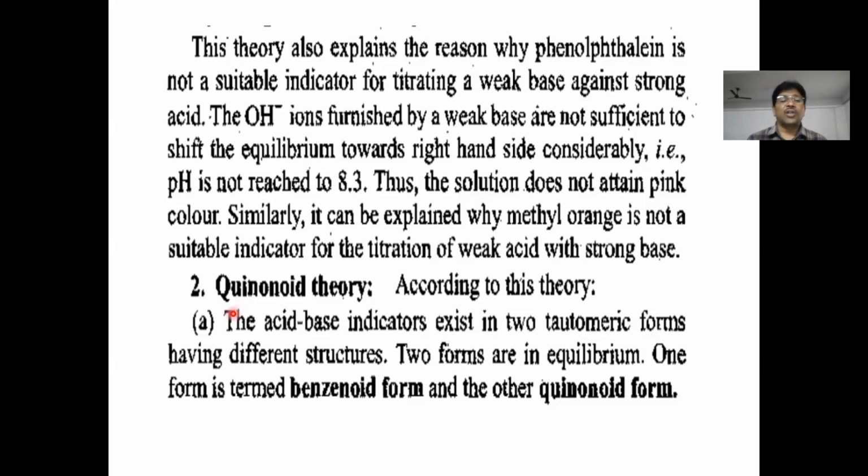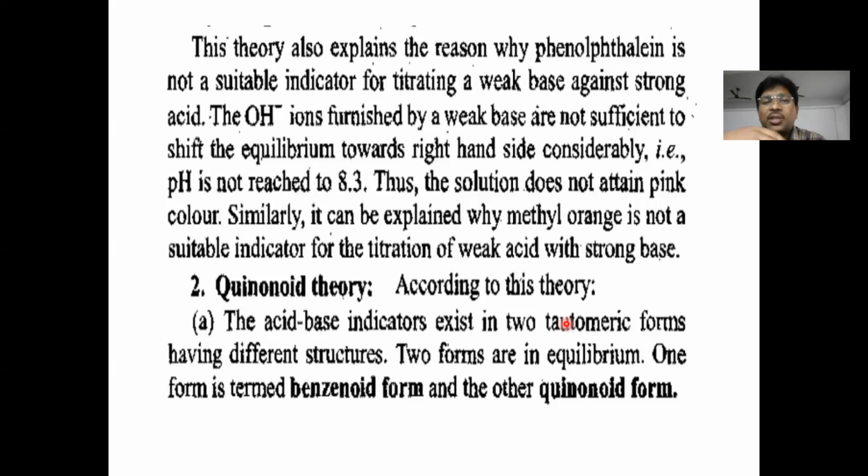And the second theory is what now? Acid-base indicator theory, the quinonoid theory. According to this theory, the acid-base indicators exist in two tautomeric forms having different structures. The two forms will be having what? Two different structures, and they are called tautomeric forms. The tautomeric forms, all these we'll discuss in organic chemistry.